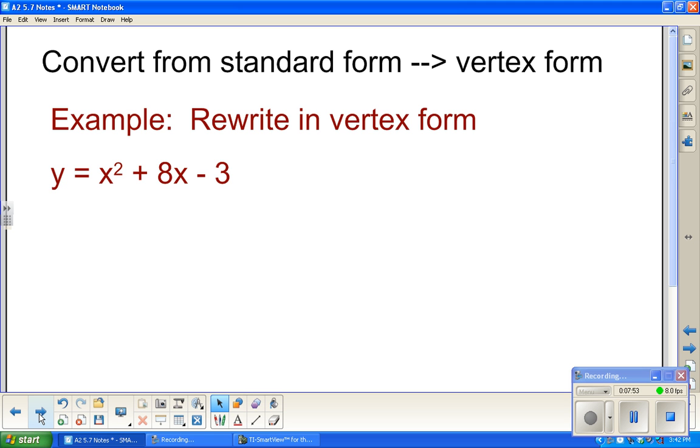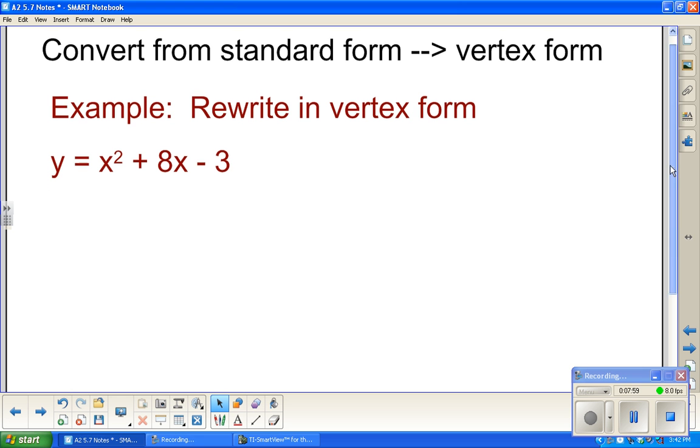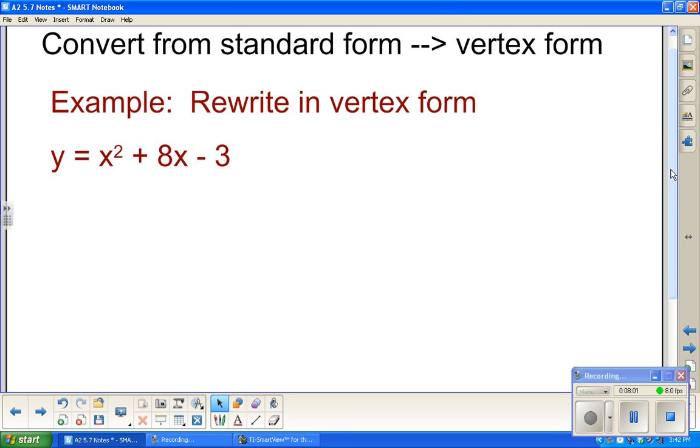Now it's a little bit trickier, or it can be, to change into vertex form. If they give us something in standard form like we're used to, and we want to rewrite it in the other form, let's say we want to know what the vertex is without having a graph or having to do the negative b over 2a and plug in and everything, what we can do is complete the square.